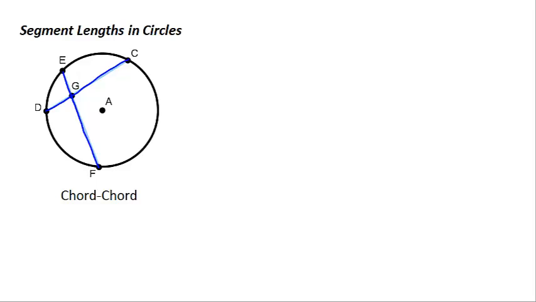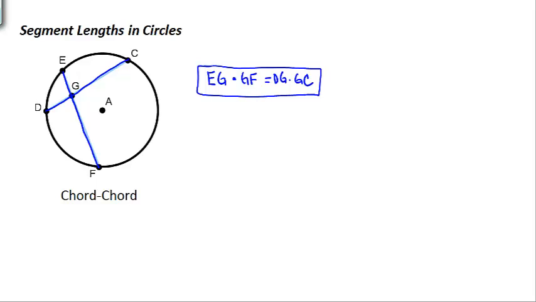The relationship we have here is that each piece of the chord, so if we look at the chord EF, we can look at the two pieces, EG and GF. If we take the product of their lengths, it's going to be equal to the product of the two pieces of the other chord. So if we look at chord DC, we can have segment DG multiplied together with GC. And that's going to be our first formula of the day. So we can just multiply each piece together, and we're going to have an equal amount for both chords.